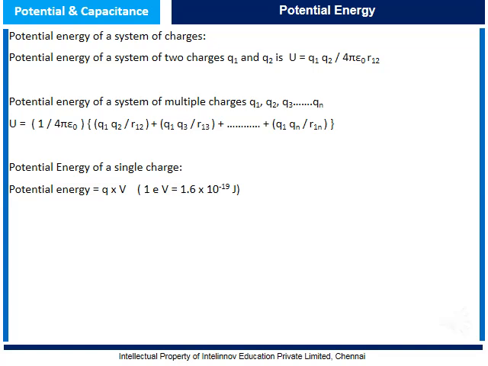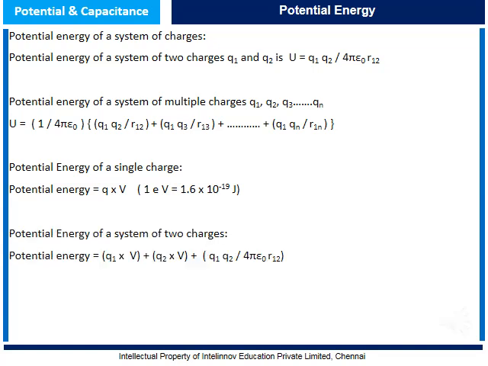This can also be expressed in terms of electron volt. 1 electron volt is equal to 1.6 into 10 power minus 19 joule. The potential energy of a system of two charges is Q1 into V plus Q2 into V plus Q1 Q2 by 4 pi epsilon naught R12.